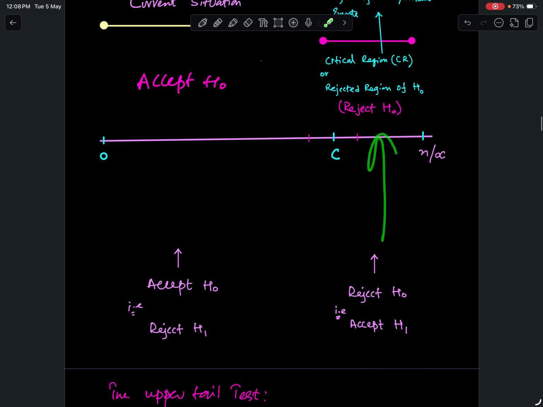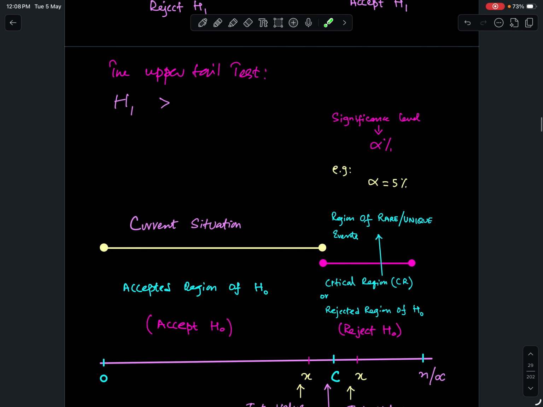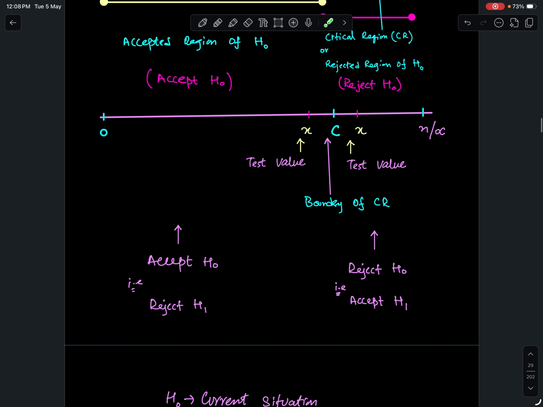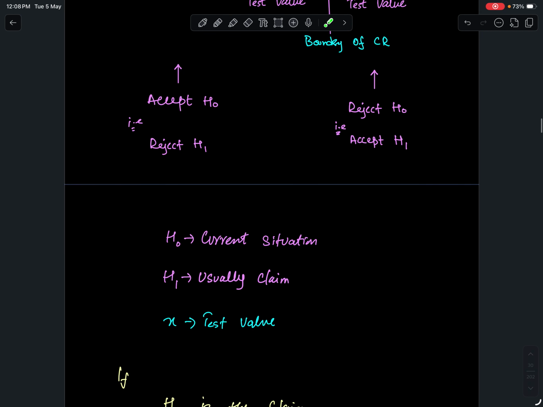Reject H0 means accept H1. Accept H0 means reject H1. But always conclude in the context of H0. Don't conclude in the context of H1, otherwise you will be confused. I have explained this: if the test value lies here, reject H0. If the test value lies here, accept H0.